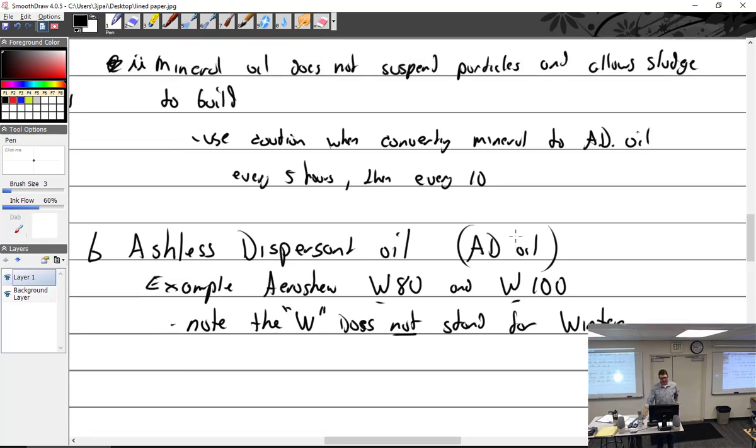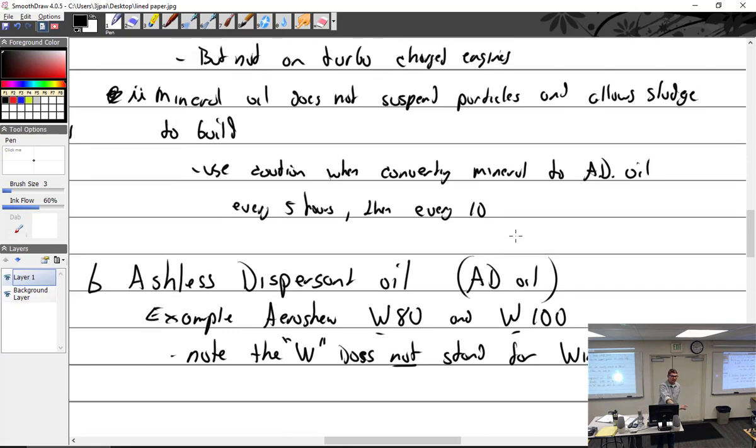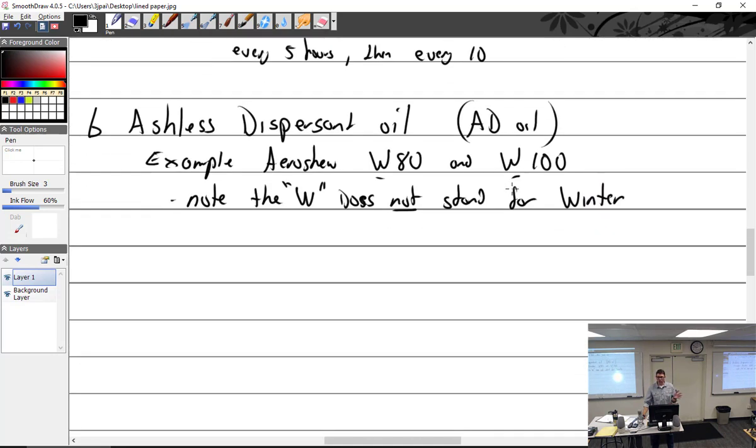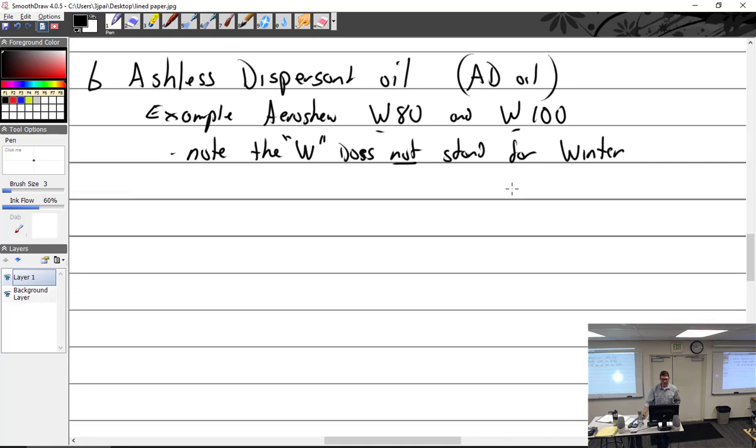So you can see an ashless dispersant, which is not straight weight. The only difference is the W. Aircraft owners are very specific when they call up: what kind of oil do you want? W100. Nobody would ever say 100 weight, because they would end up getting mineral. So the W does not stand for winter. It's their designator to say it's ashless dispersant.